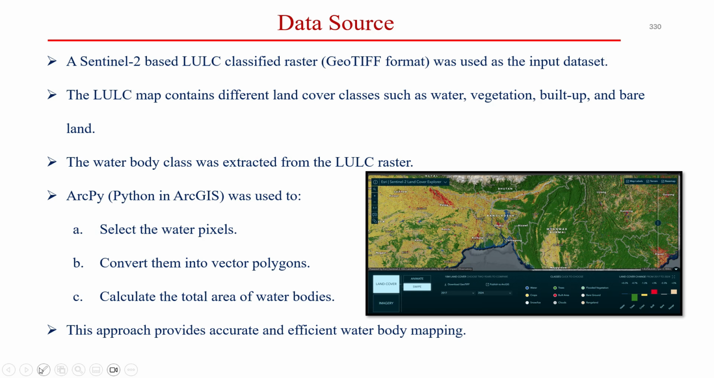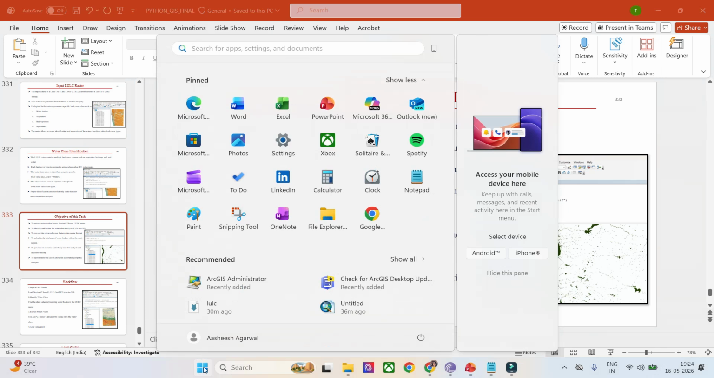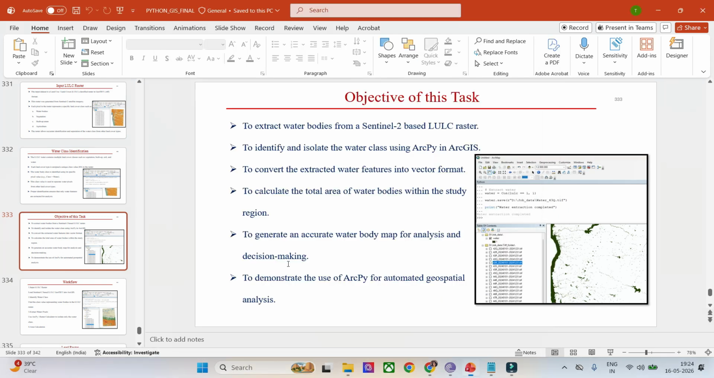Now in today's practical, what are we trying to do? We are extracting the water bodies from the Sentinel-2 LULC raster. We will identify and isolate the water class using ArcPy in ArcGIS. We will convert the extracted water features into vector format. We will also calculate the total area of water bodies. So how we will do it, I will just show it to you practically. So like always, we will start and search for ArcMap, right click, run as administrator.